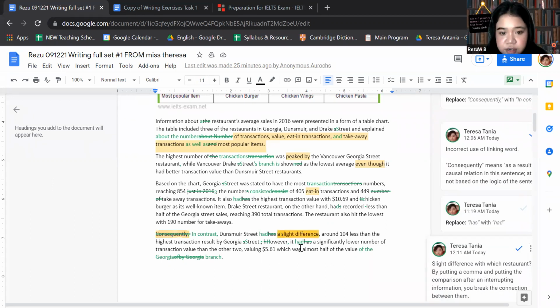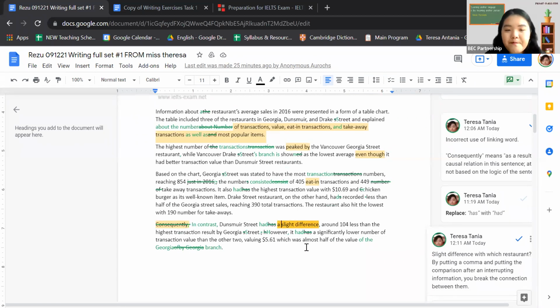How about the slight difference one? I marked this. It's not that it's wrong, but when you say there's a slight difference, you will search for the comparison. Different means you're comparing things, right? But here you break it down. I would suggest saying Dunsmuir Street had a slight difference compared to Georgia Street by around 104 less. I should state the comparison. So it puts the comparison there. Yeah, you don't break it like that.